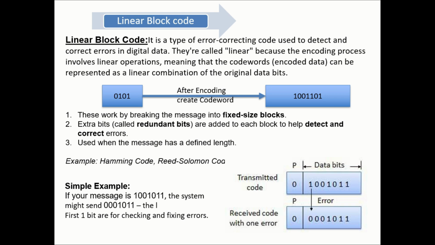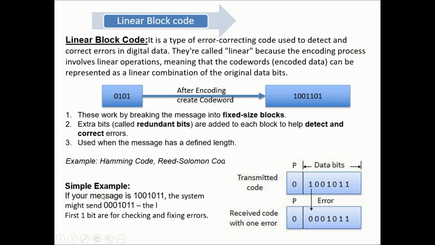This works by breaking the message into fixed size blocks, and extra bits, that means the redundancy bits, are added to each block to help detect and correct errors at the receiving end. It is used when the message has a defined length. That means when the message has a specific length, we can easily convert the message bits to the encoded bits, or code word. Examples of linear block codes are the Hamming code and the Reed-Solomon code.